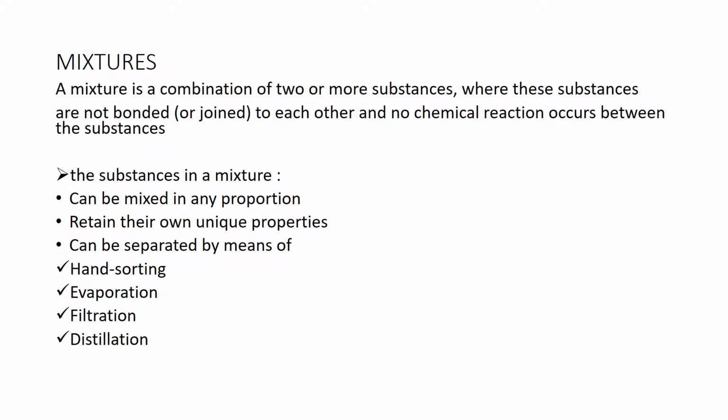So let's start with mixtures. What is a mixture? A mixture is a combination of two or more substances where there is no chemical bonding or chemical reaction occurring between the substances in the mixture. So in a mixture, there is no chemical bonding whatsoever between the substances that make up that mixture. Those substances in a mixture can be mixed in any proportion. They retain their own unique properties, and they can be separated by means of hand sorting, evaporation, filtration, and distillation.